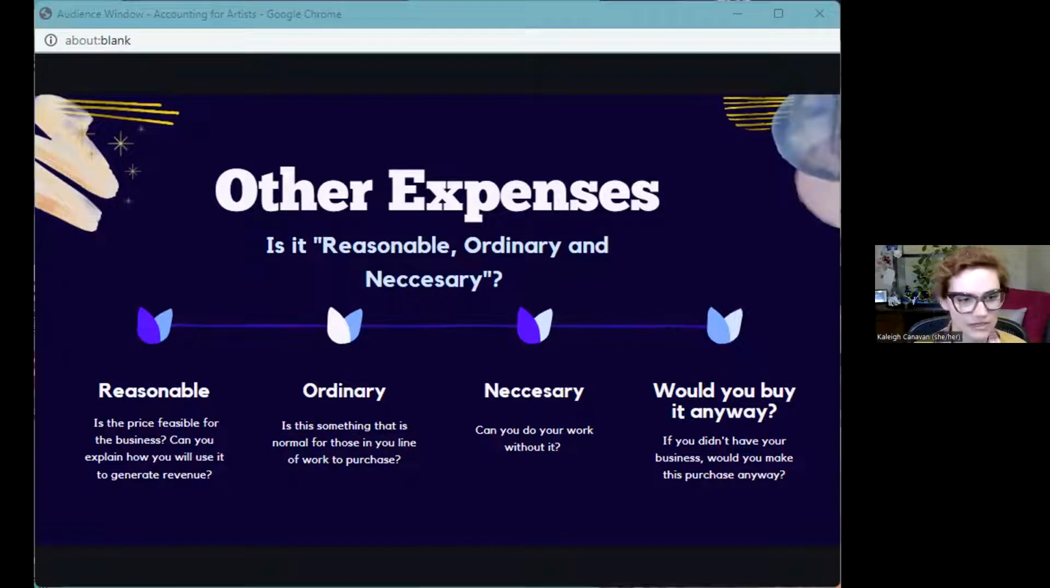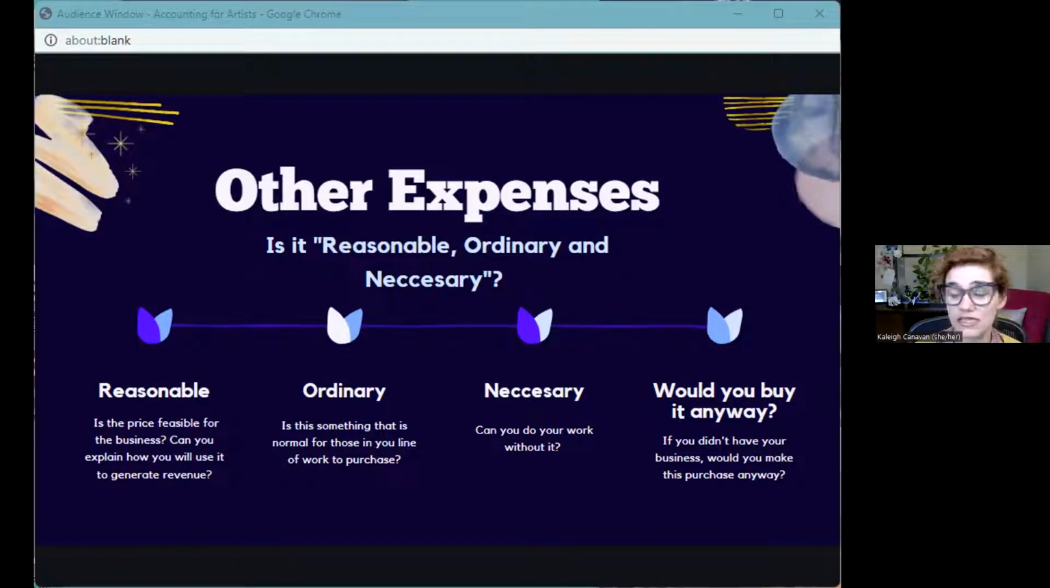So reasonable means, can your business afford it? Can you explain how it's going to help you generate more revenue, or maybe make your business more profitable? Are there less expensive ways that you can fill that need? Those are all going to be factors in whether or not something is reasonable. And that is completely different for every single business.